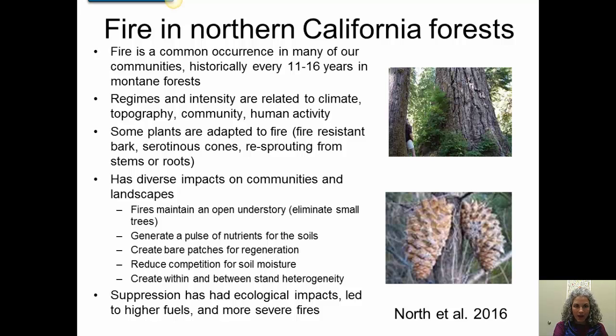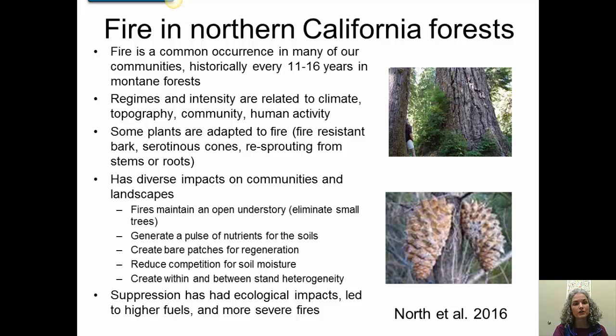We also see impacts of fire on our local communities and landscapes in general. So fires help to maintain an open understory by eliminating small trees. You hear quotes of some of the early settlers to Northern California talking about being able to quickly ride a horse or even pull a carriage through a lot of our montane forests. They had a relatively open understory as a result of the quick fire return intervals.